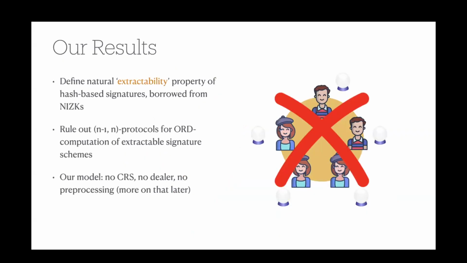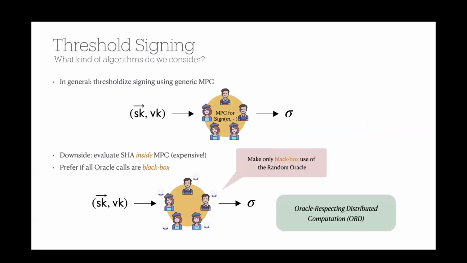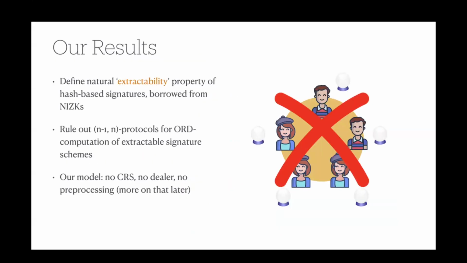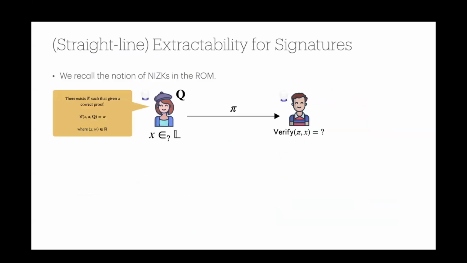So the key result is that we can define this extractability property of hash-based signatures. We borrow this from NISX, and then we rule out such threshold signing protocols altogether, which, as I previously said, are oracle respecting ones, in which case none of the hashes are evaluated inside of an MPC. We can broadly rule this out for all but one corruptions, and our model is pretty general. In this case, we consider no CRS, no dealer, and no pre-processing. And I'll talk a little bit more about what it means in terms of this later.